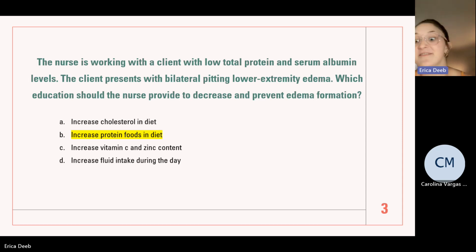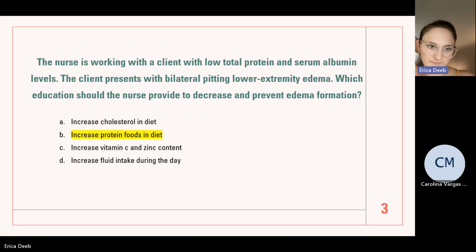So I always kind of think, it isn't protein itself, but I think of albumin and protein as being one and the same because they're usually correlated. So we want to increase protein foods when the albumin's deficient because fluid is going to leak out of the capillaries into the interstitial space. And that is what causes the edema and the skin breakdown when we don't have enough protein. So anytime you see a low albumin, we always want to increase the protein in the diet.